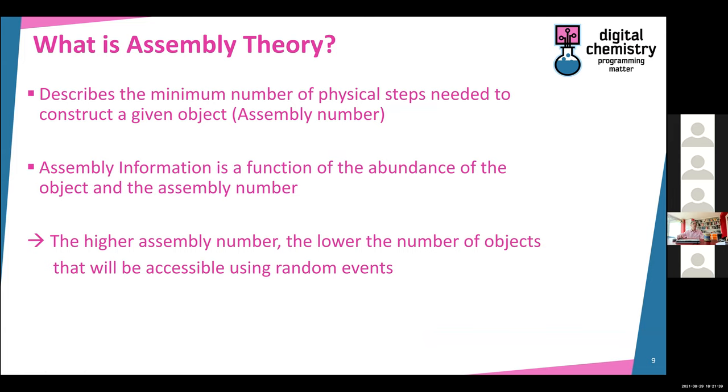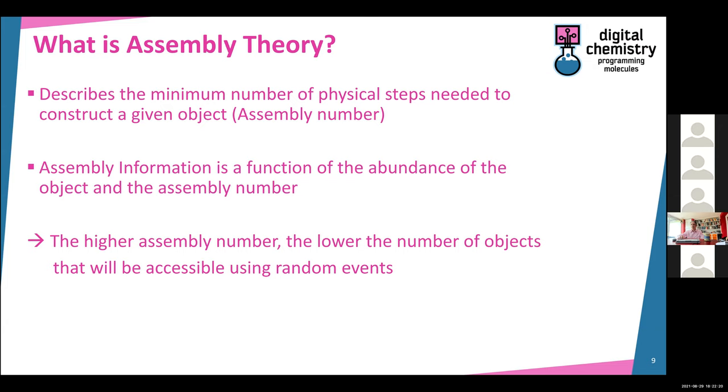So what is assembly theory? Assembly theory is actually very simple. It describes the minimum number of physical steps needed to construct a given object. We call this the assembly number. The assembly information is a function of the abundance of the object and the assembly number. And the higher the assembly number, the lower the number of objects that were accessible using random events. So if you find a molecule that is complex with a high assembly number, like Taxol, and you find a large number of that molecule, the larger the number, the more unlikely it is that it's been produced randomly. That's really important to remember.